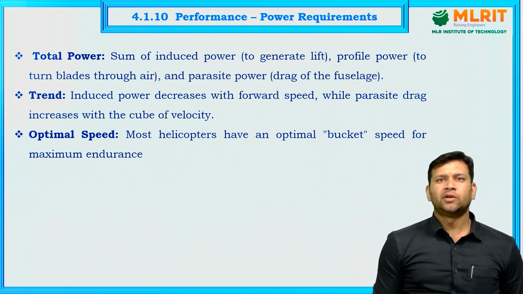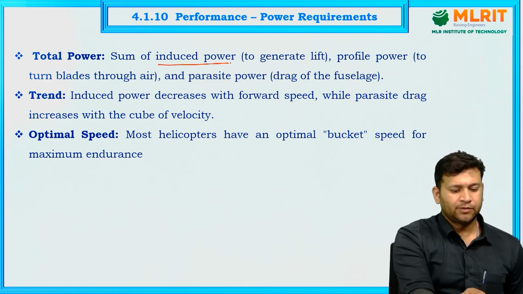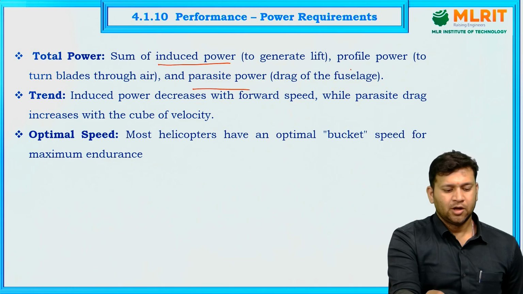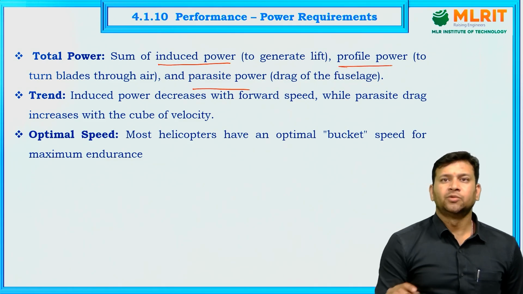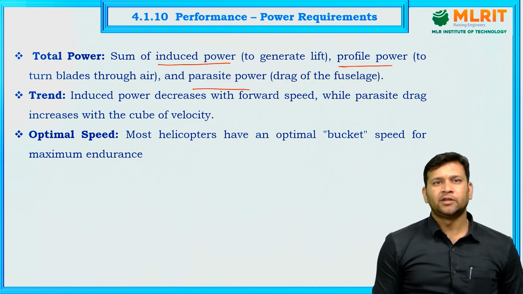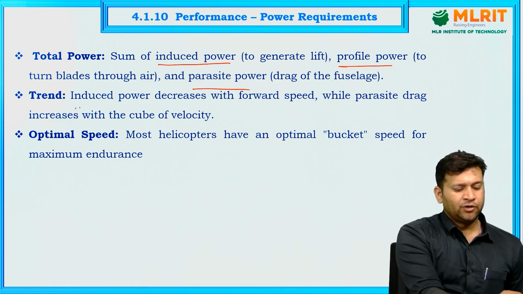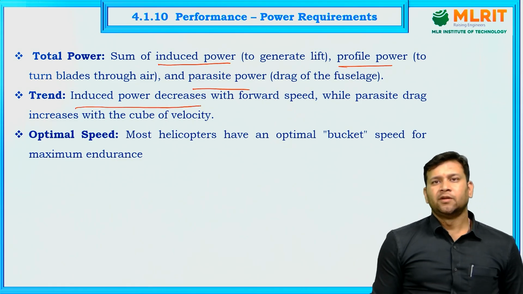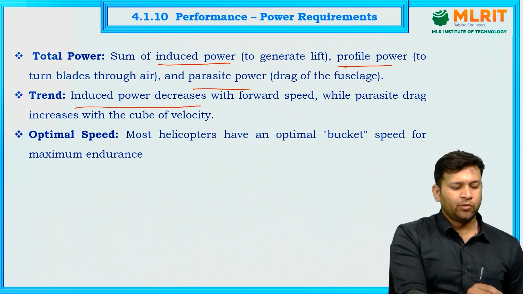The total power is the sum of induced power, profile power and parasite power. Induced power is to generate lift, profile power is to turn the blades through the air, and parasite power is to overcome the drag of the fuselage. Trend: the induced power decreases with forward speed while parasite drag increases with the cube of velocity.